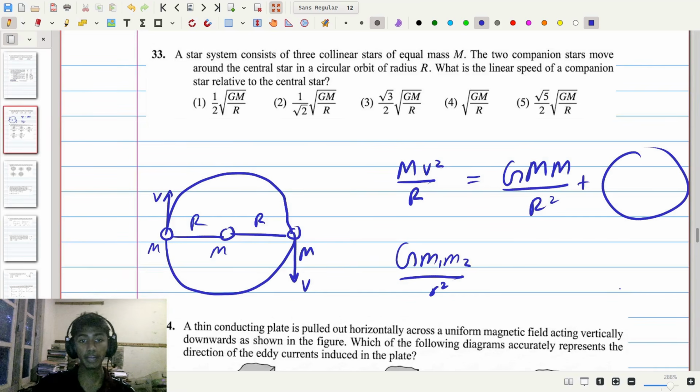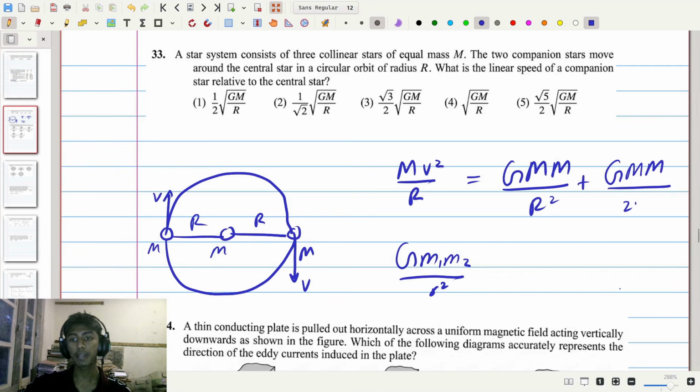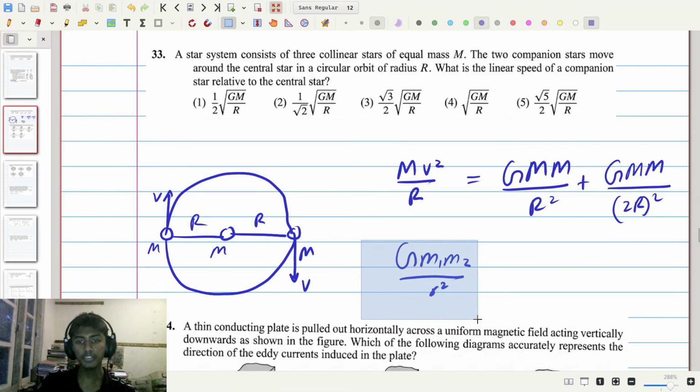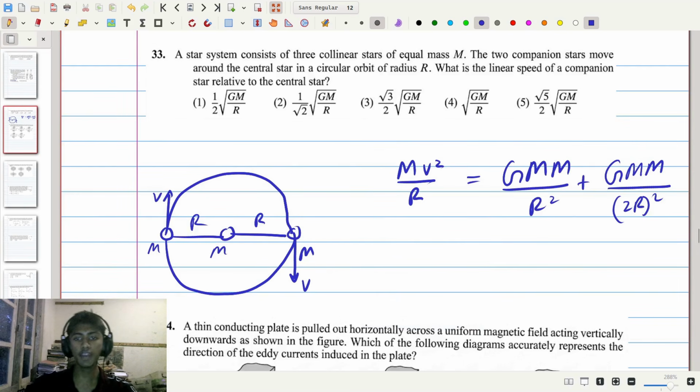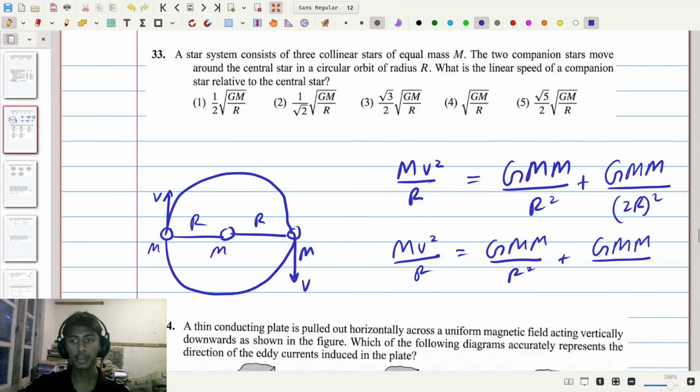Now to that we have to add the gravitational force from the second star. The second companion star is a distance of 2r and has a mass of capital M, and therefore the force from this star is G times capital M divided by (2r) whole squared. Now simplifying, from this equation we get mv squared divided by r being equal to GMm divided by r squared plus GMm divided by (2r) whole squared, which is 4 times r squared.